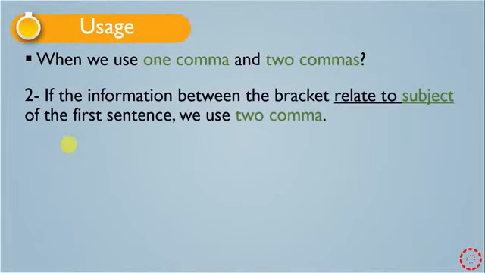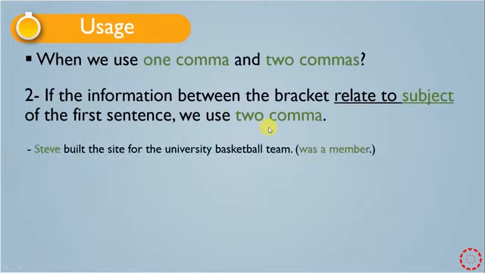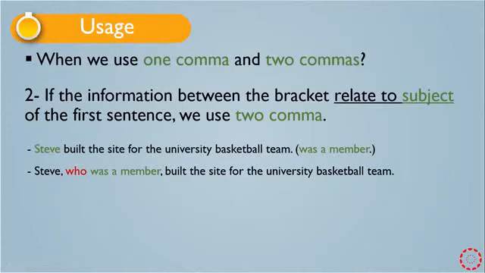The second case: if the information between the brackets is related to the subject of the first sentence, we use 2 commas. Look at this example. Steve built the site for the university basketball team. Was a member is extra information related to the subject of the first sentence, which is Steve. That's why we use 2 commas here.